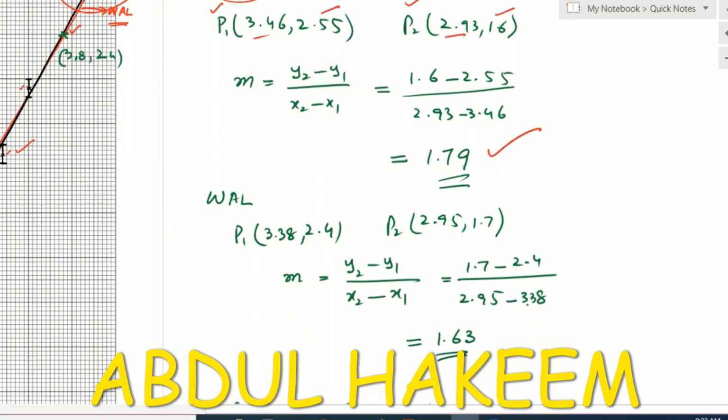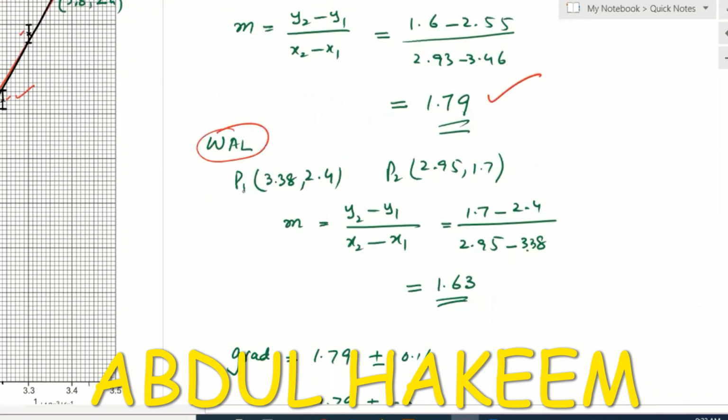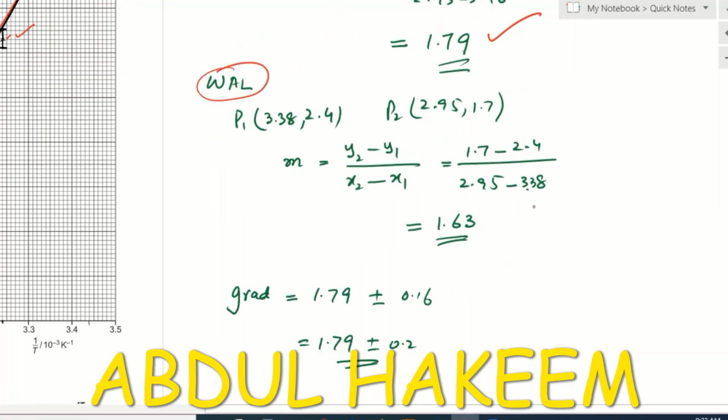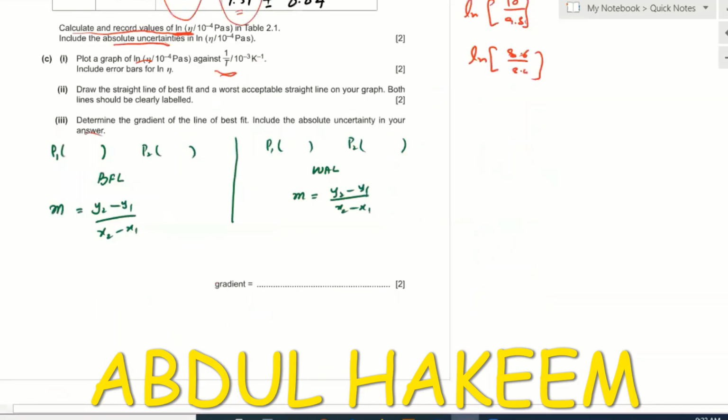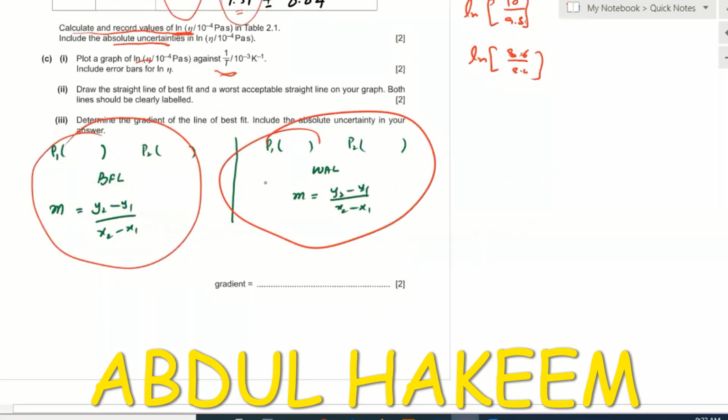And again, for the worst acceptable line, we will write its points P1, P2 separately by using the formula y2 minus y1 over x2 minus x1. So this gradient is calculated. So we have to calculate the gradient of both lines by taking different points. And do remember, here is a space for the gradient. So we have to do all calculations over here.